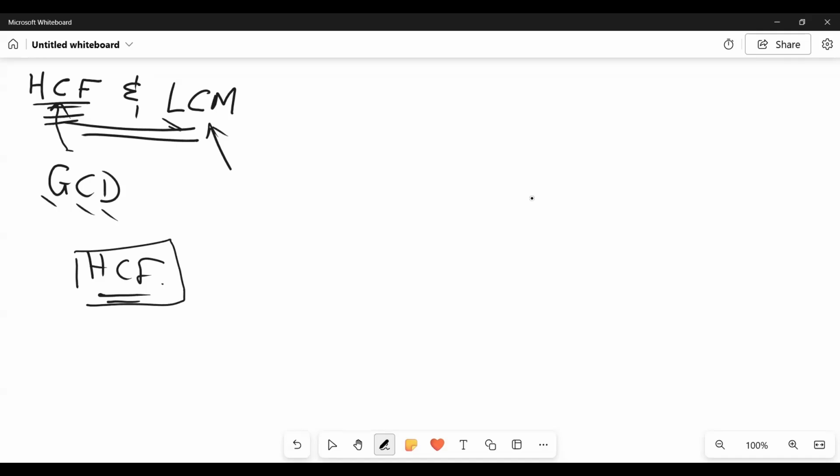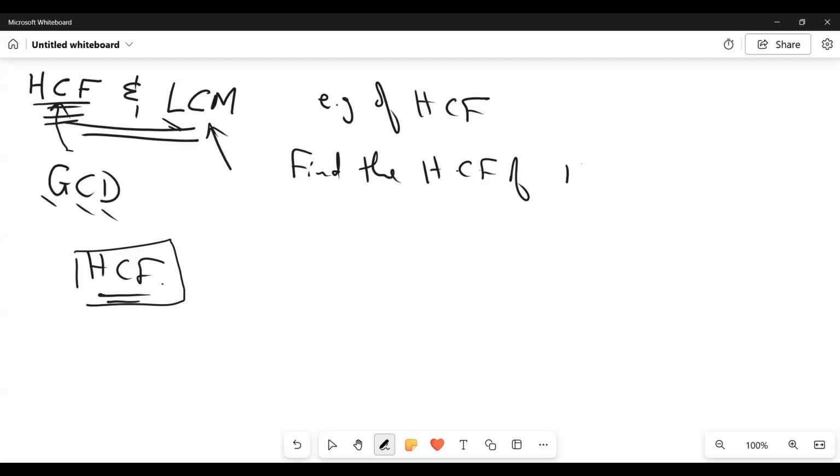Let's say you have a set of numbers. Well, if you have one number, you don't have so much problems, right? But if you have a set of numbers, let's use an example of HCF. Find the HCF of, let's take some numbers. Let's say 15, let's go with 20, maybe 25.